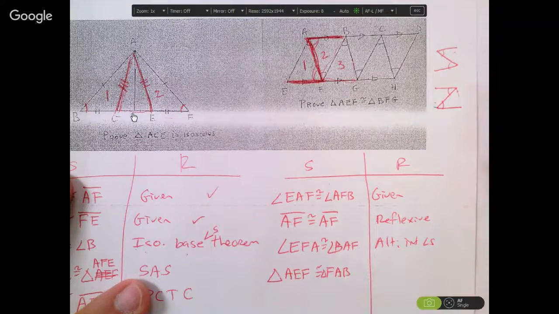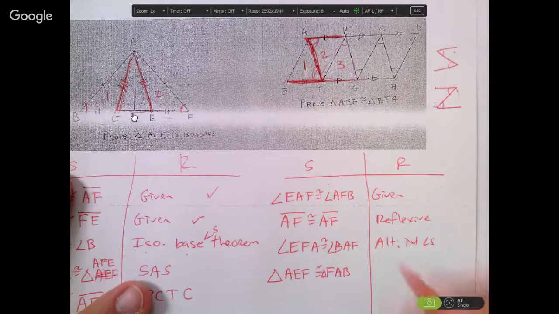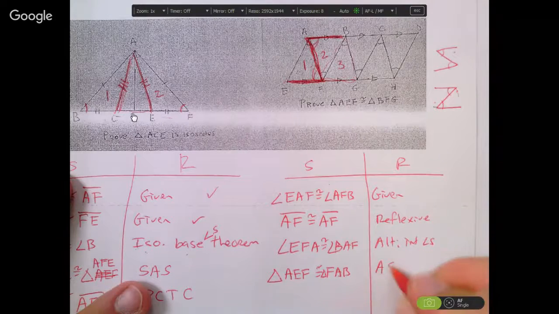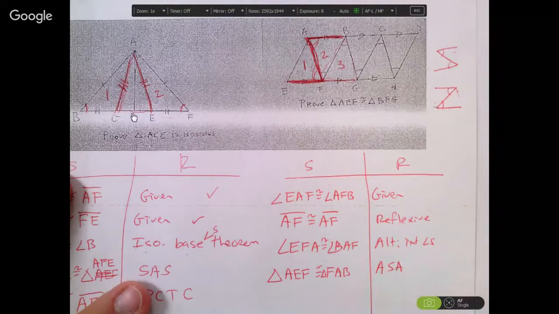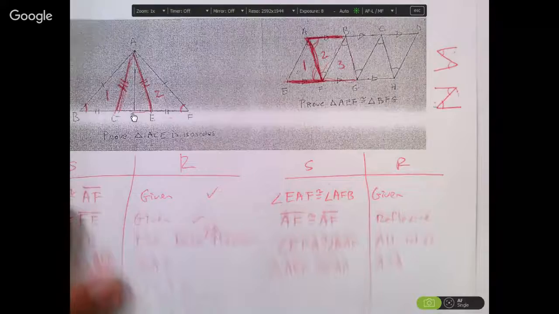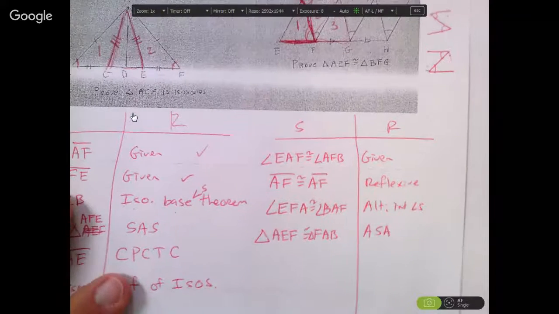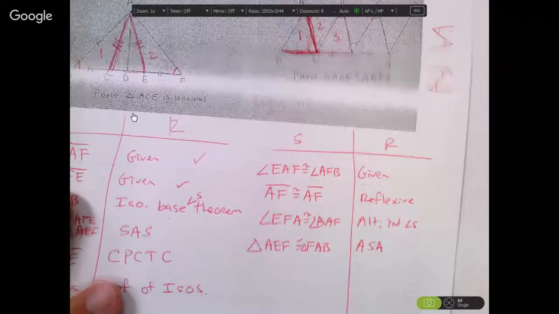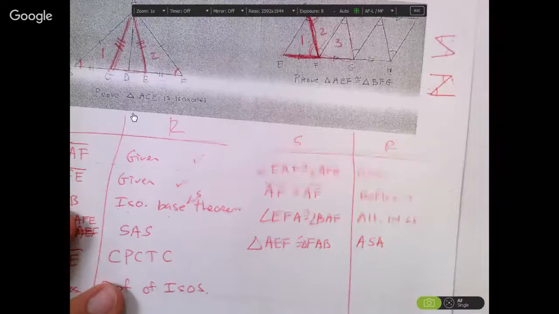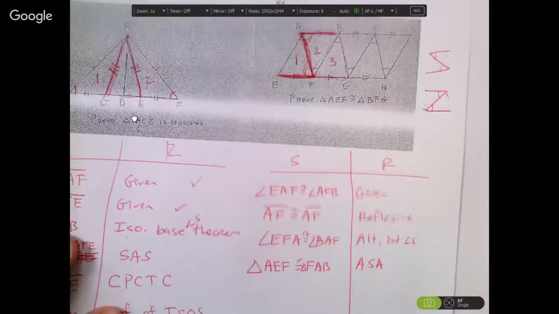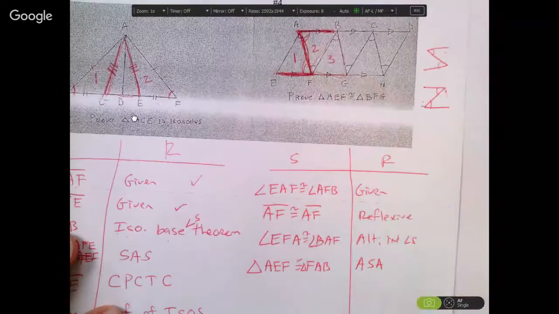Okay, so now we've proven that triangle 1 is congruent to triangle 2. Why? Angle, side, angle. Okay, somebody else take over other than Mark. So I've now proved that this triangle is congruent to that triangle. So now if I can prove 2 is congruent to 3, then I'm good.